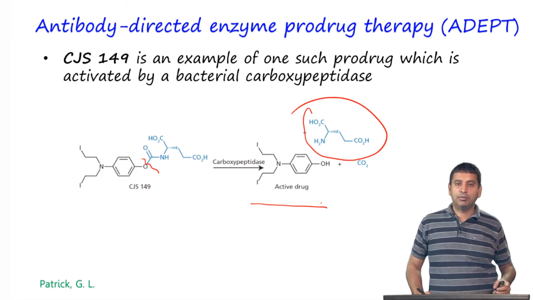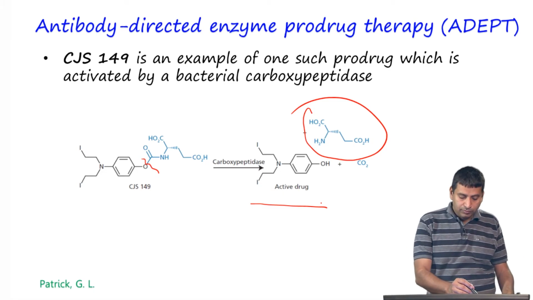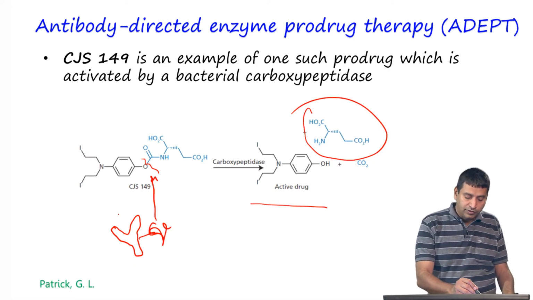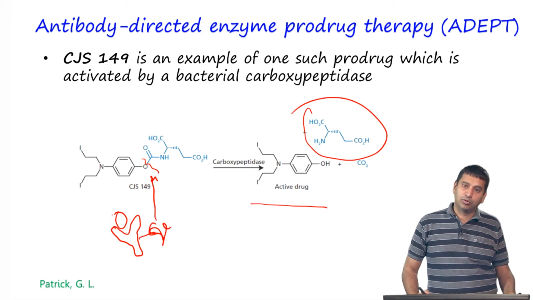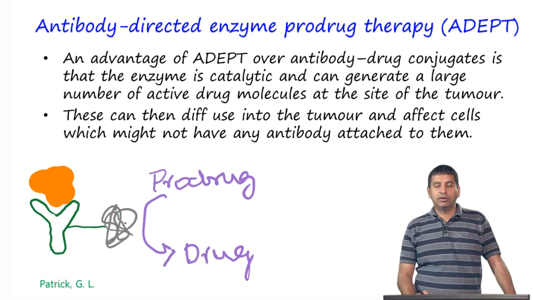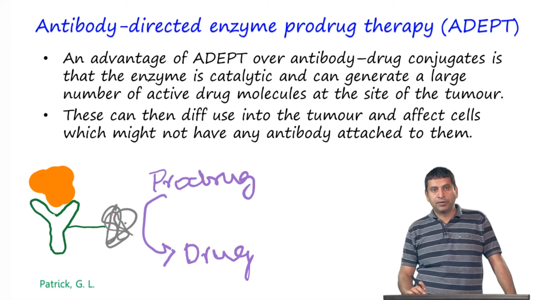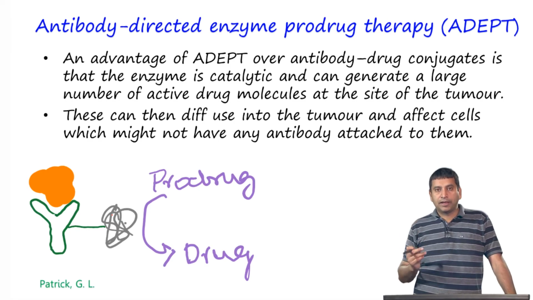So if you use this approach, you have an antibody and you have the enzyme, and this enzyme is going to come and cleave, and this happens only in the presence of a tumor. The advantage of this methodology is that it can generate a large number of active drug molecules at the tumor site, and these can diffuse and interact with the tumor and hopefully kill it. Therefore the amount of active drug in the bloodstream goes down, and the amount of active drug distributed across the body also goes down.